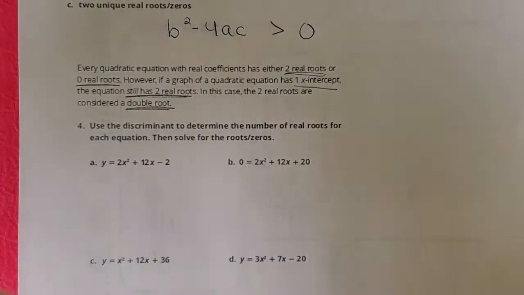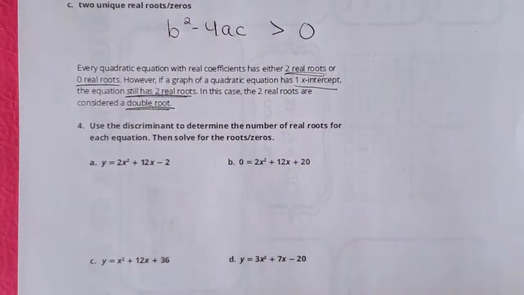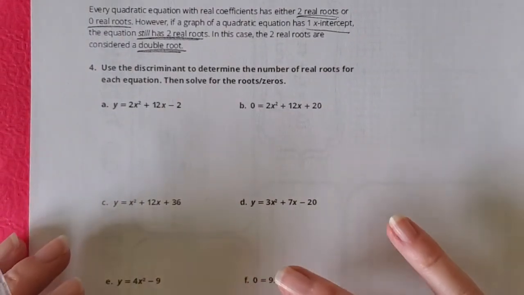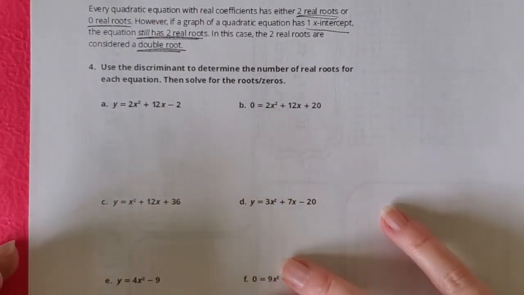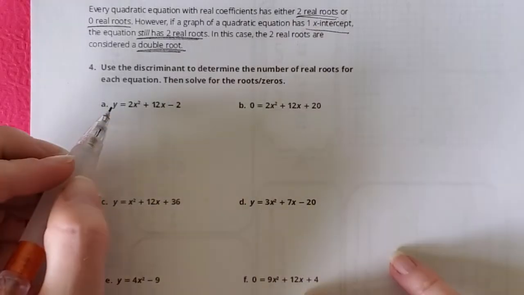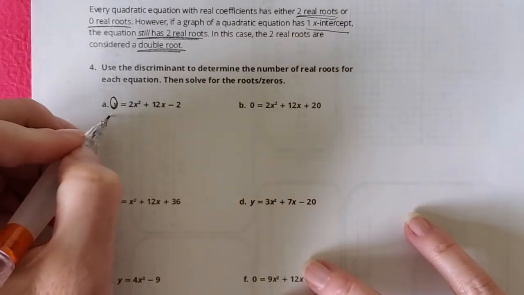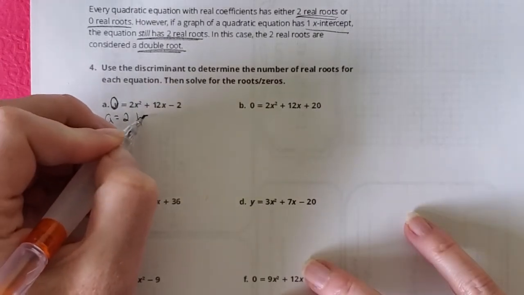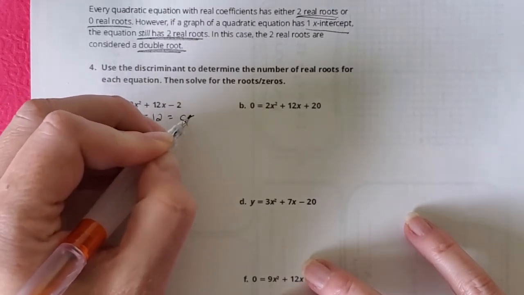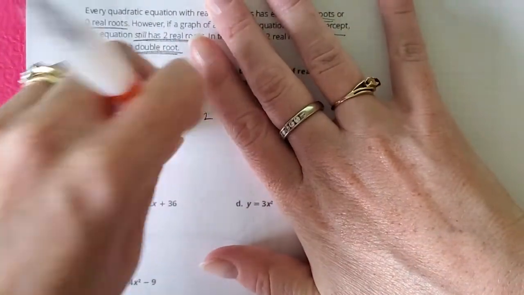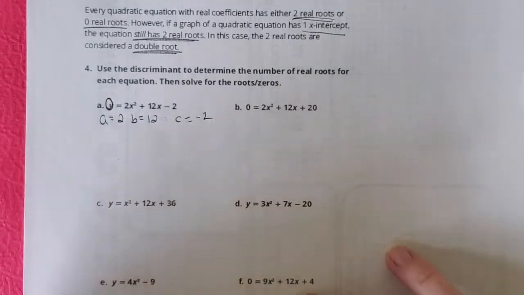So now the directions say to use the discriminant to determine the number of real zeros for each equation. We're going to look at the first one together, and then you'll try the rest on your own. If they have a y equals, replace it with a 0. So we're going to identify A, B, and C. A is 2, B is 12, C is -2.